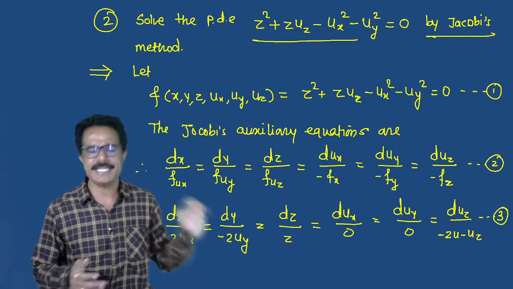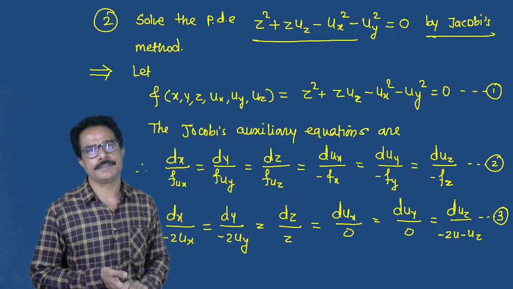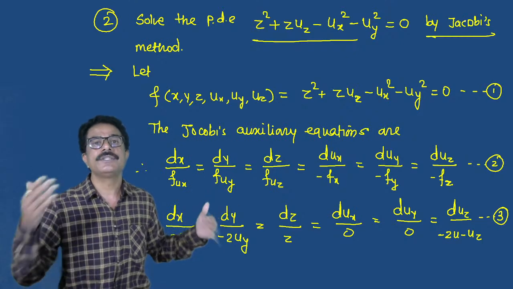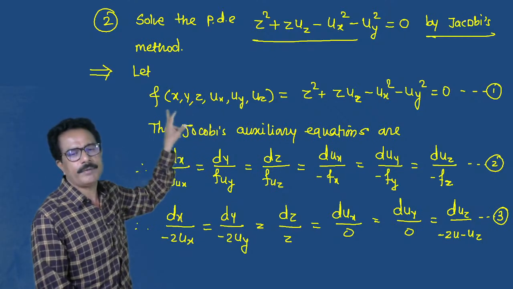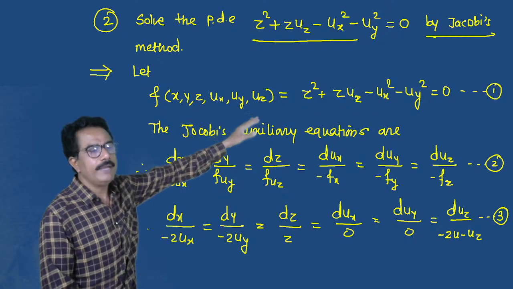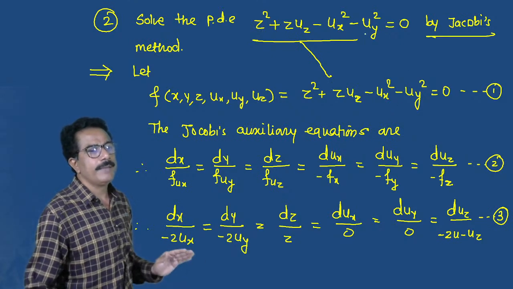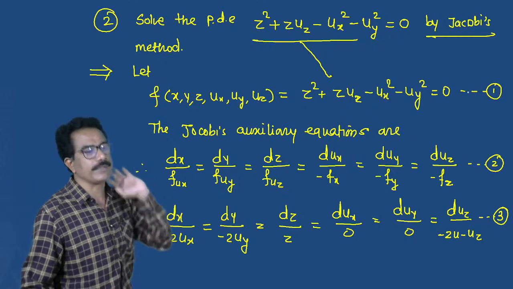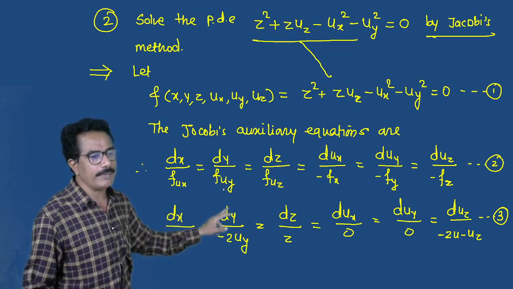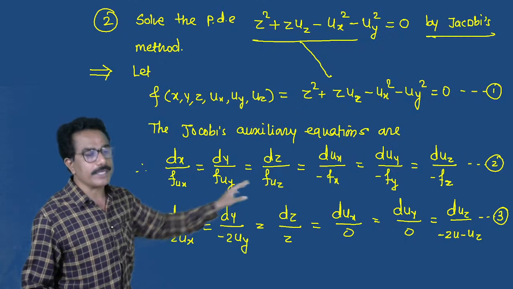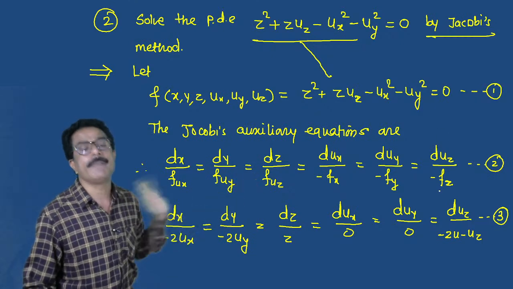We can solve all of these like Charpit's method; we have to use Jacobi's method, but in this case there may exist three or more independent variables. Now the given differential equation we can write in the form f of x, y, z, ux, uy, uz, which is z square plus z uz minus ux square minus uy square equals 0. Suppose this is equation number 1. Now Jacobi's auxiliary equations are dx divided by fux, dy divided by fuy, dz divided by fuz, dux divided by minus fx, duy divided by minus fy, duz divided by minus fz.